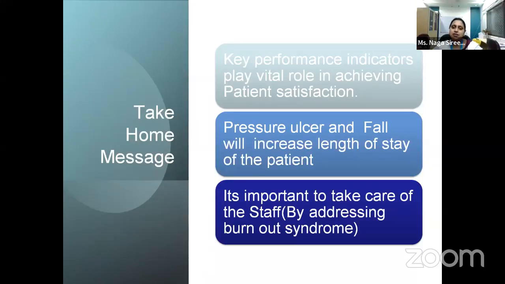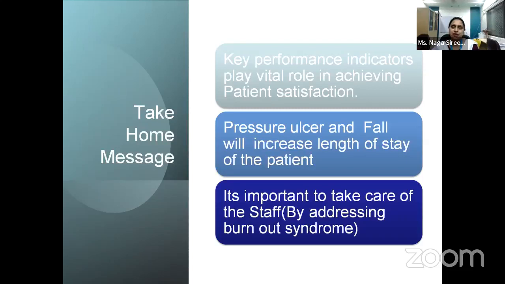And sometimes a patient comes to the hospital with a pressure ulcer, a community acquired pressure ulcer, but it doesn't mean that we should not take care of the patient. Most of the time I see the staff answering that the patient already came with the pressure ulcer. Even if the patient comes with a pressure ulcer, it is our responsibility to reduce it. The patient should not go into a worsening situation. And that also plays a major role.